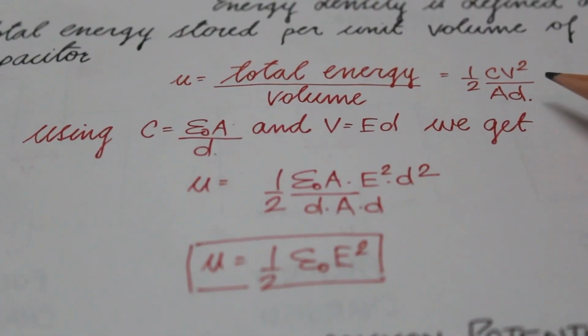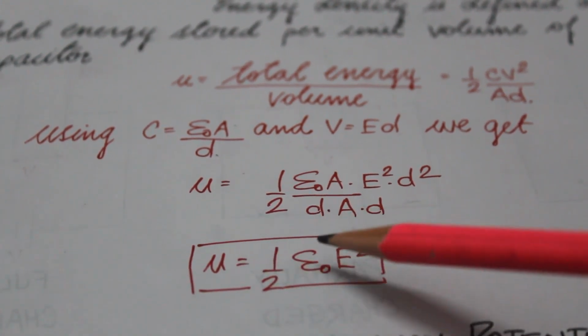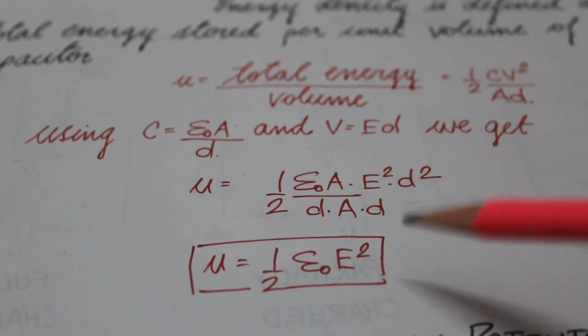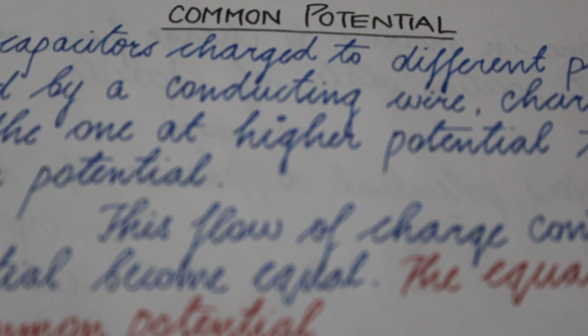Putting this in this equation, we finally get small u is equal to half epsilon naught E square. This is the formula for finding out energy density of a parallel plate capacitor. Next we are going to study is common potential.